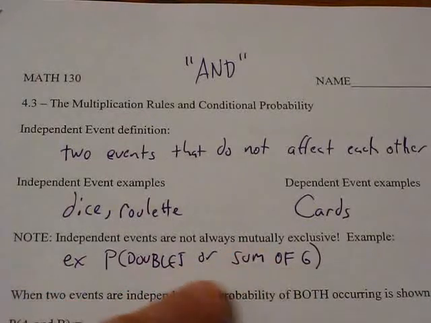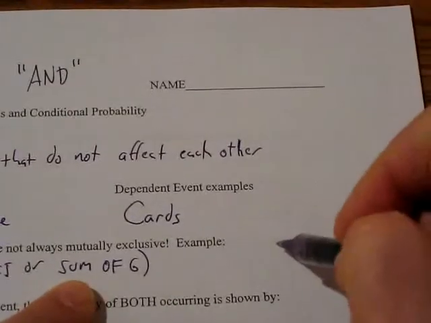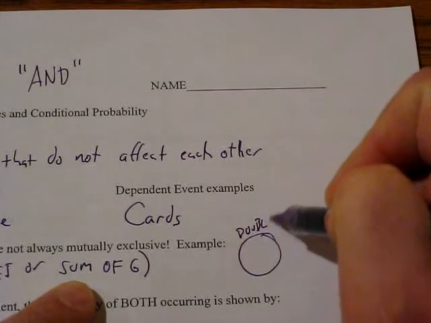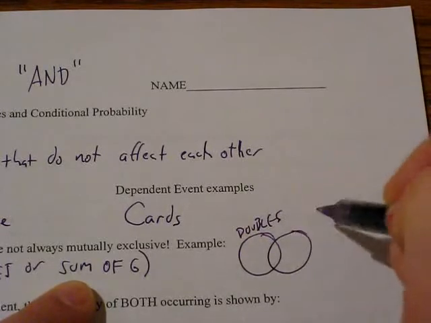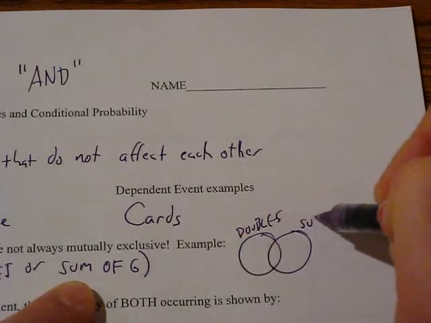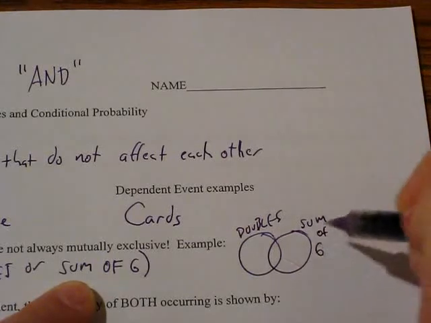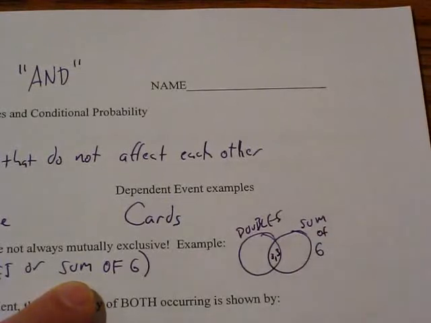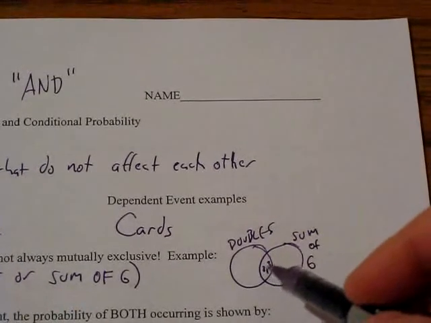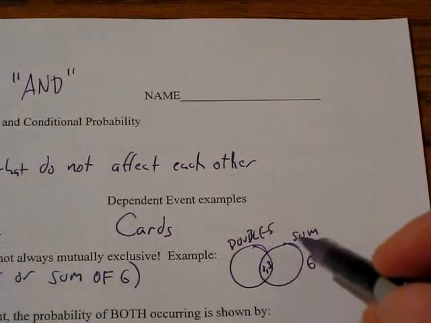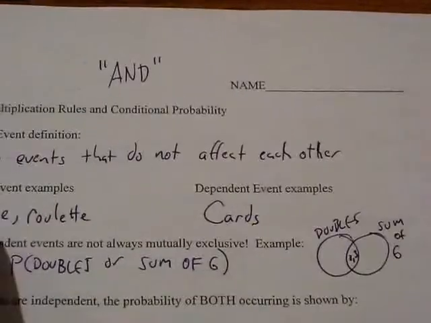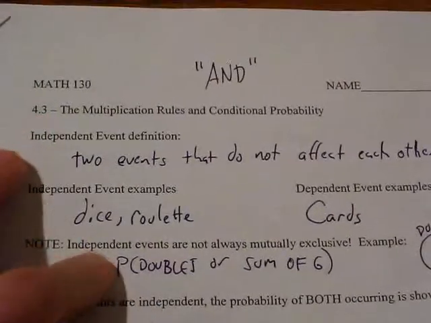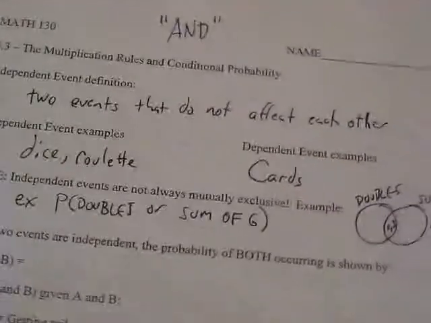These are not mutually exclusive, because in the Venn diagram of rolling doubles and getting the sum of 6, the intersection of the two is 3, 3. So getting a 3 and a 3 is not only a double, but it's also a sum of 6. So that's to hopefully clear that up a little bit, that I don't want you thinking that independent is the same thing as mutually exclusive.